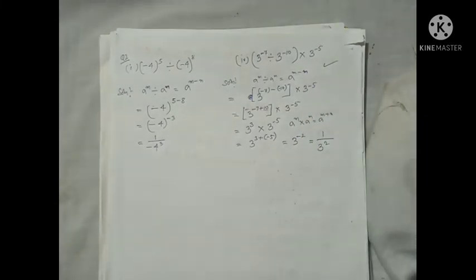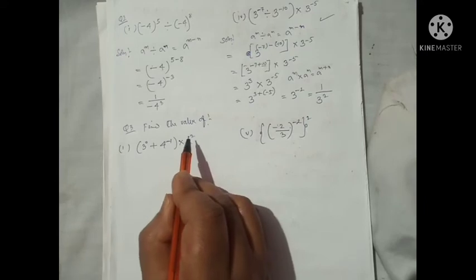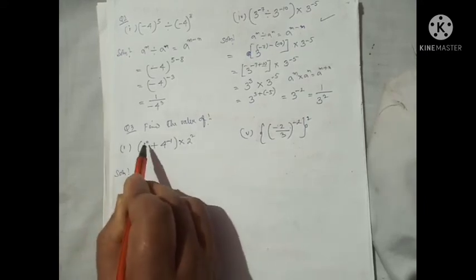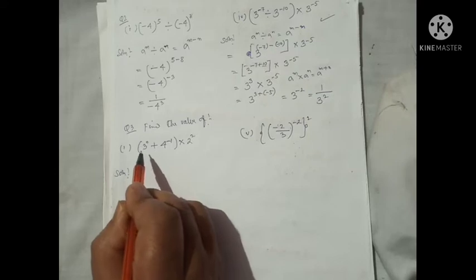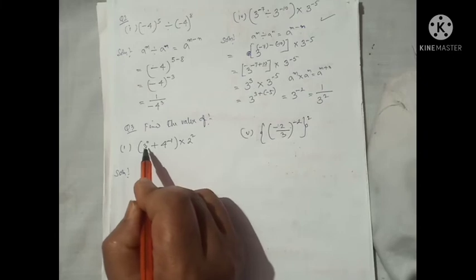Now let's see Roman number 3 again. Next, this is question number 3: find the value of. In this question we have 3 to the power 0, which means zero exponent. We have already learned about the zero exponent. So the zero exponent gives the answer 1.